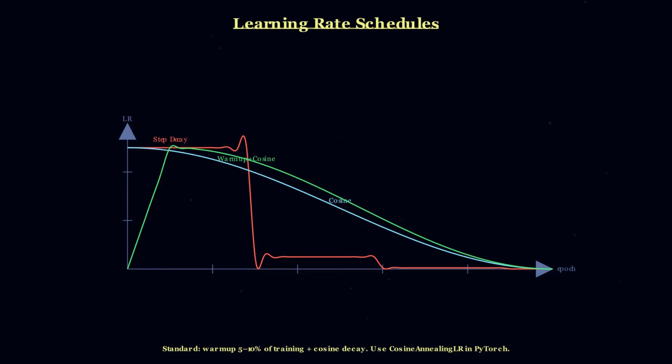Linear warm-up: start with a very small learning rate and ramp up to the target over the first few thousand steps. Then decay with cosine. Warm-up prevents early instability when the network weights are random and gradients are large. Standard practice for transformer training.